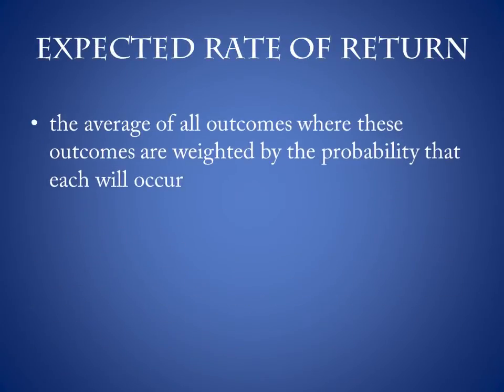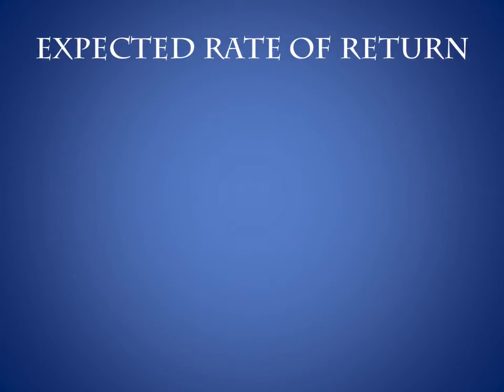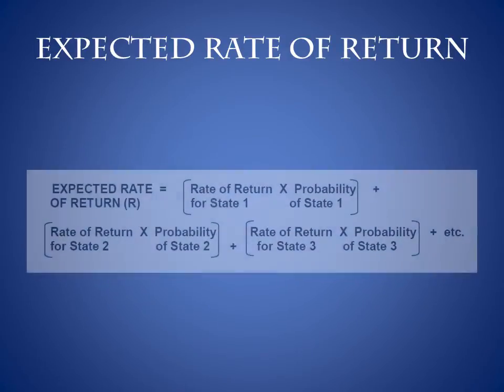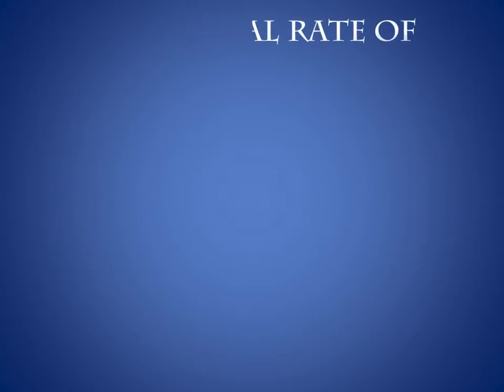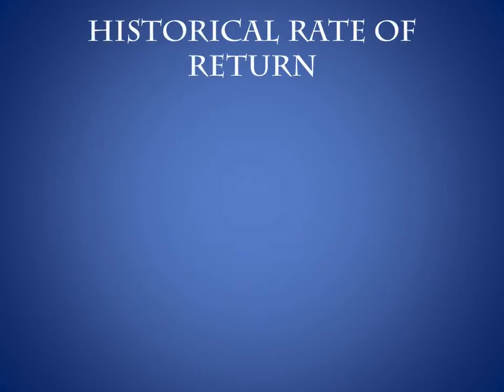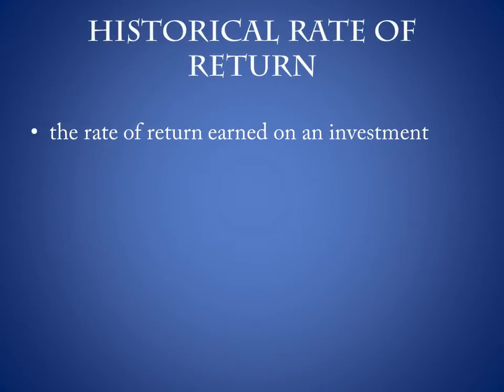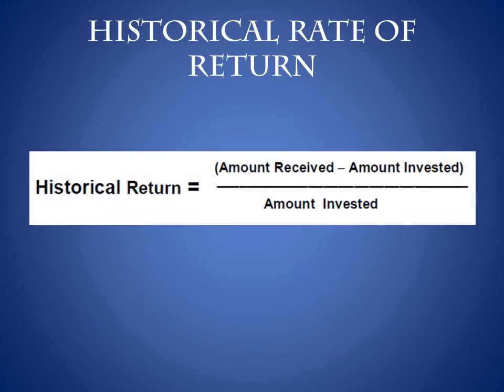Next, we move on to expected rate of return. This is the average of all outcomes, where these outcomes are weighed by the probability that each will occur. It can be computed using this formula. After that is historical rate of return. This is the rate of return earned on an investment. It can be computed using this formula.